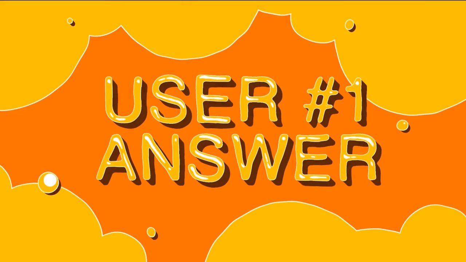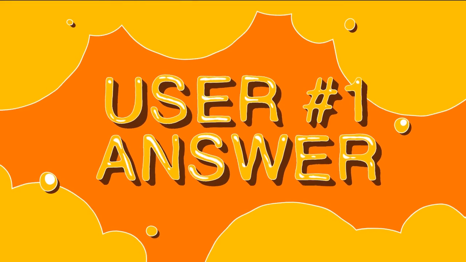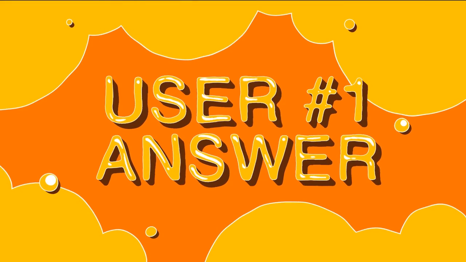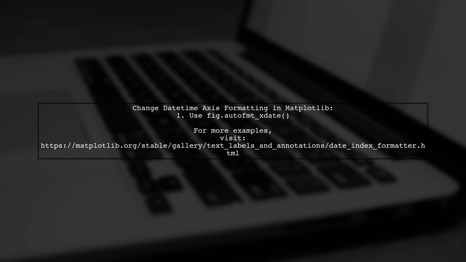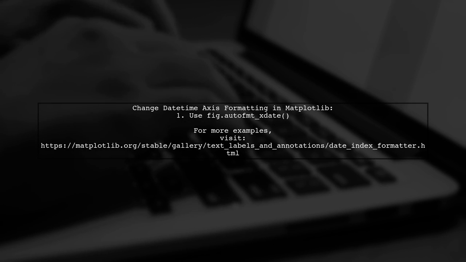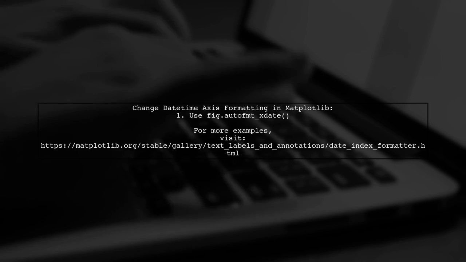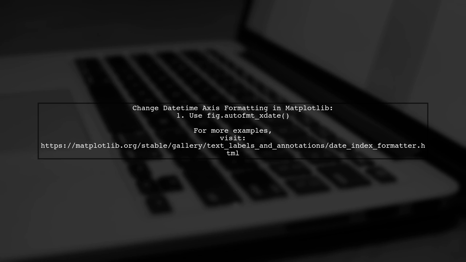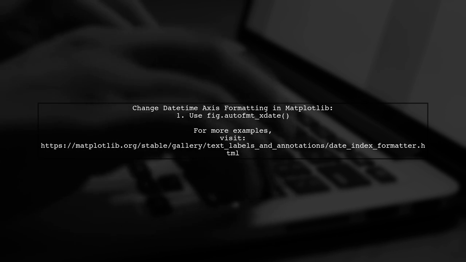Let's now look at a user-suggested answer. To change the formatting of a datetime axis in Matplotlib, you can use the function fig.autofmt_xdate. This will help you automatically format the dates on the x-axis.